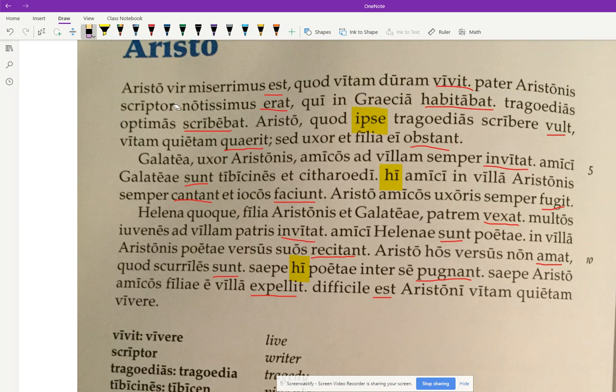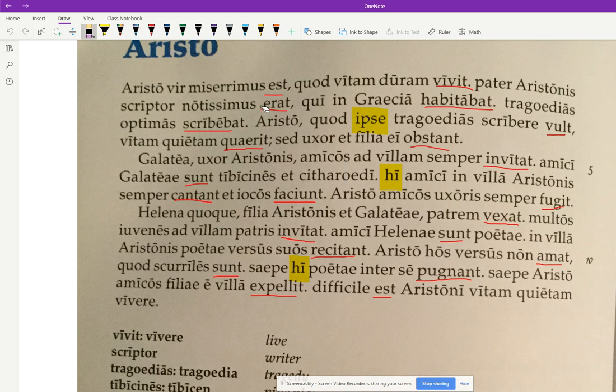Pater Aristonis scriptor notissimus erat. So Aristonis to be what case? We already said that Aristo is third declension. Aristonis, of course, is going to be genitive, right? Aristonis is the genitive form. So paired up with another noun that we're looking at with the of idea, the father of Aristo, a very well-known painter, or not painter, writer was. So the father of Aristo was a very well-known writer, right?